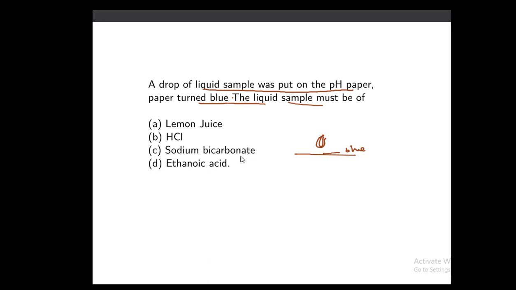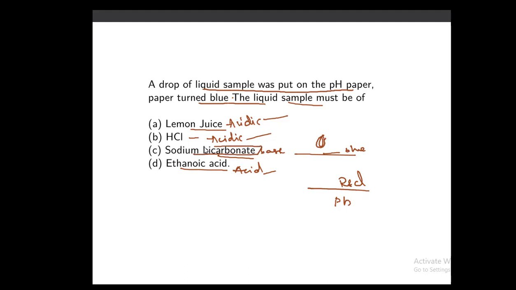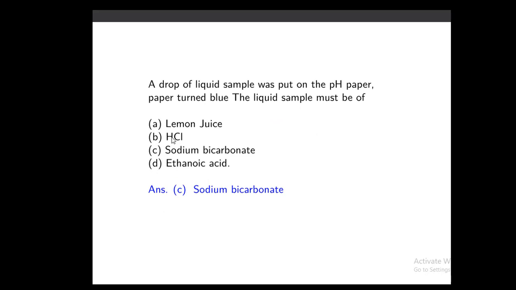So here the sample is nothing but, lemon juice is acidic. Okay, HCl is also acidic in nature. Sodium bicarbonate, it is a base. Okay, ethanoic acid is again an acid. You all know that when these acidic solutions are put on a pH paper, what happens? They turn the paper red in color. Okay, and the basic solutions are going to turn the pH paper blue in color. So here the base is sodium bicarbonate, which is the answer.